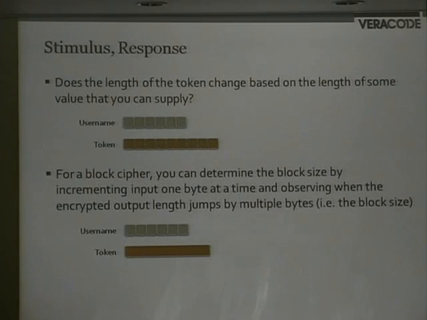Then you start with the tokens themselves. You're trying to figure out which pieces of data within the web application itself affect the blob that you're looking at. Let's say, in this case, the token is a cookie. So I change my username.